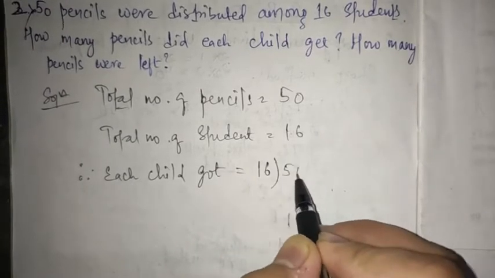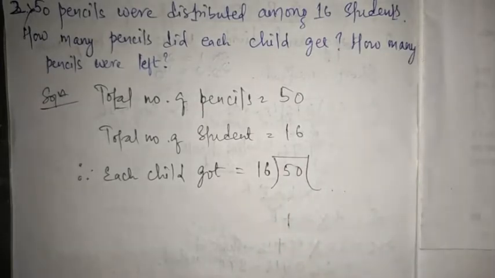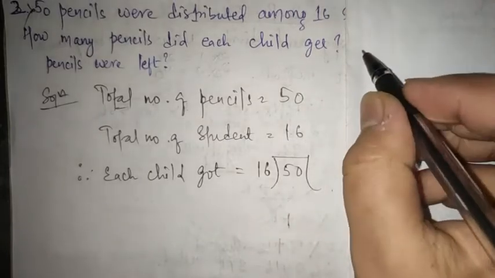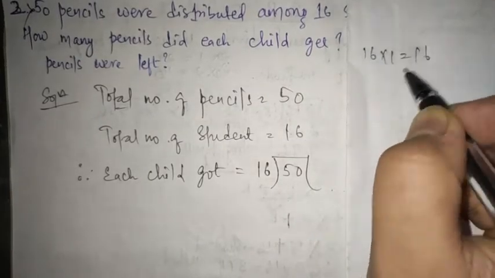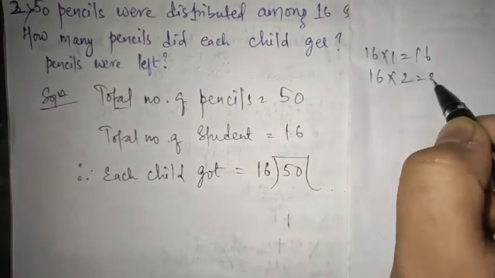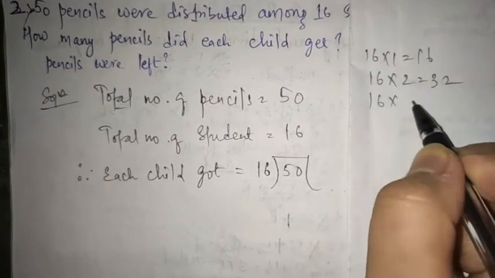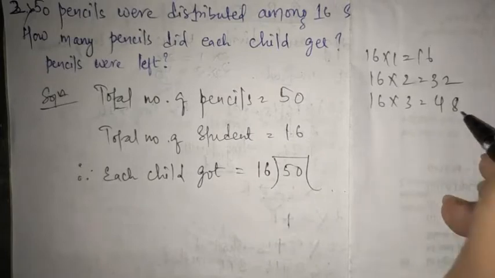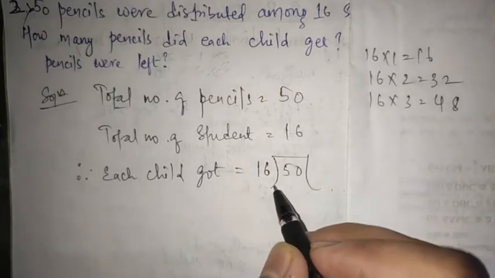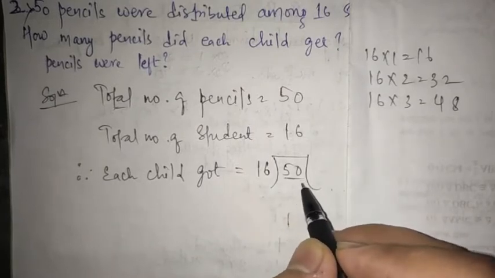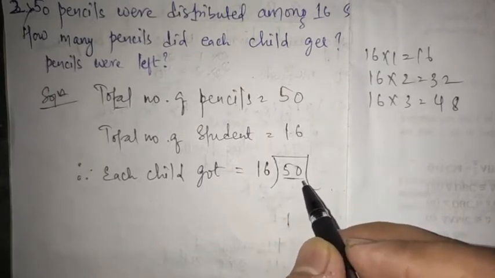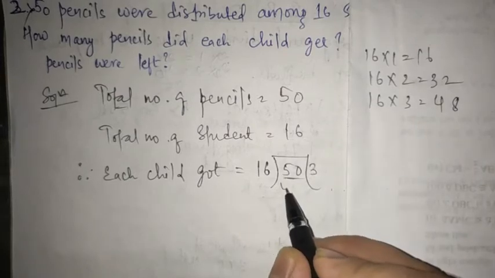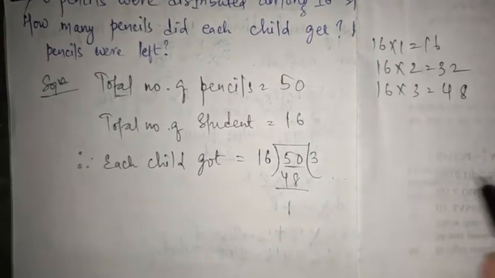So 50 divided by 16. So now you should know the multiplication table. So let me write here: 16 1 ja is 16, 16 2 ja is 32. So 16 3 ja is 48. 6 3 ja 18, 3 1 ja 48. So I will not write further multiplication of 16 because here I only have to divide 50. Okay, so 16 3 ja is 48 will be enough for me to find the answer.